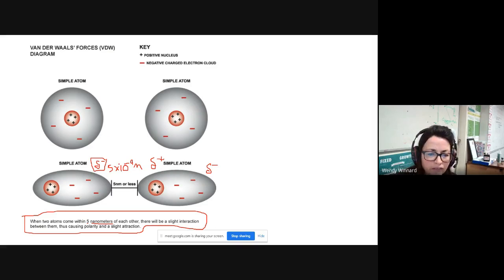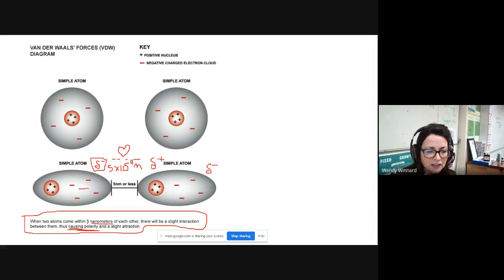But now, if you have a slight negative and a slight positive, even for a short amount of time, you have an attraction. And that is called a van der Waals, or some books call them London dispersion forces, and they exist between all molecules and atoms. So this polarity, which doesn't last for long, so it's called an instantaneous induced dipole, exists between all molecules.